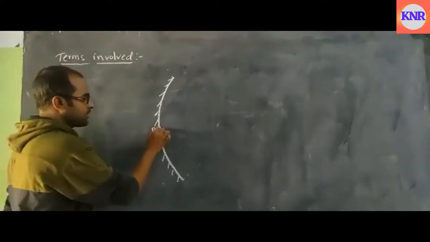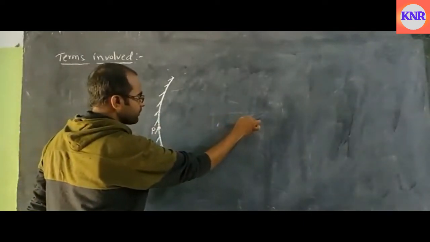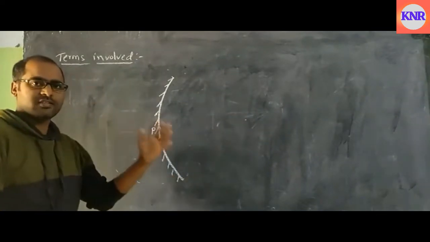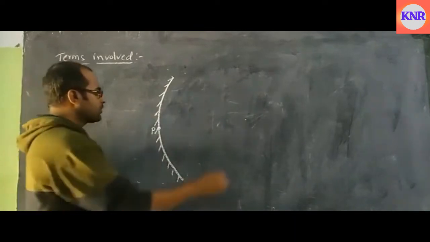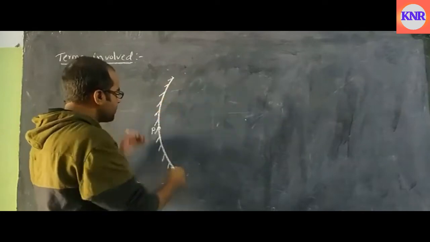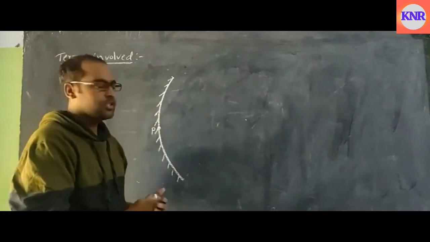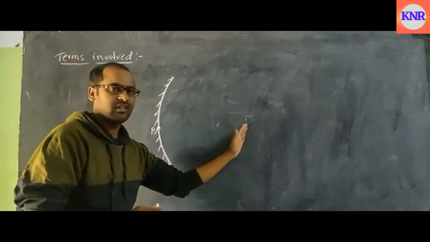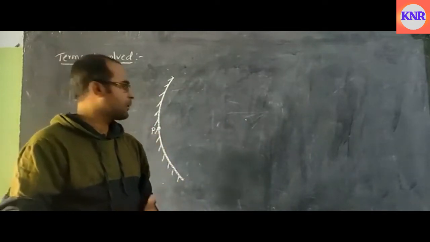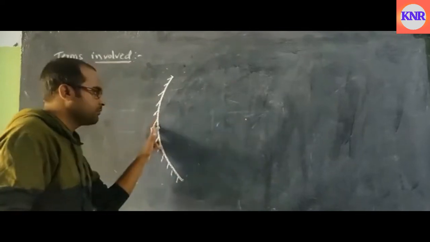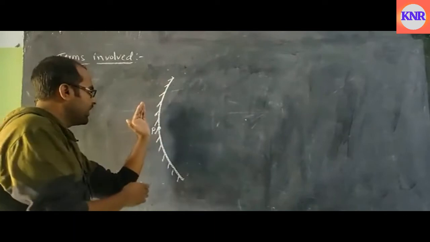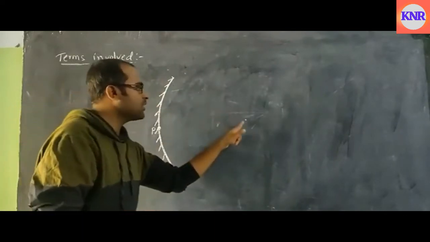Next, the center of curvature. Just now I have explained, right? The center of the sphere from which this mirror is obtained is called the center of curvature. The term itself explains it: the center of this curve. It is a curve, and for this curve, this is the center.